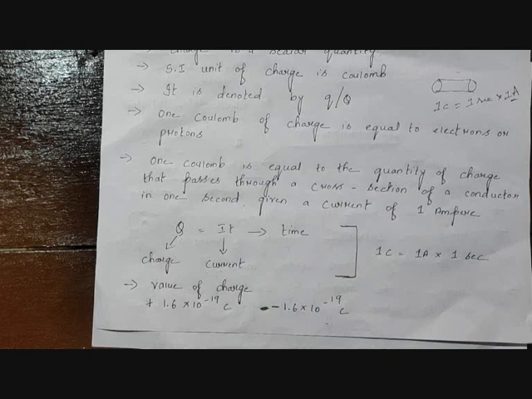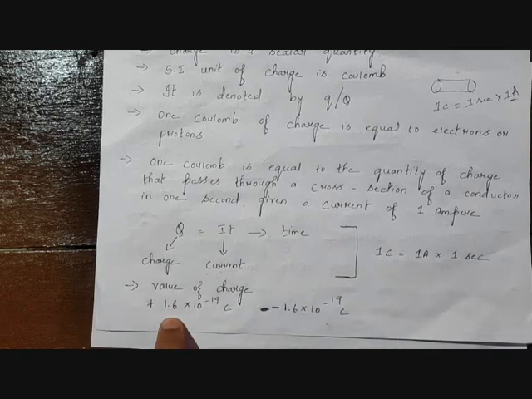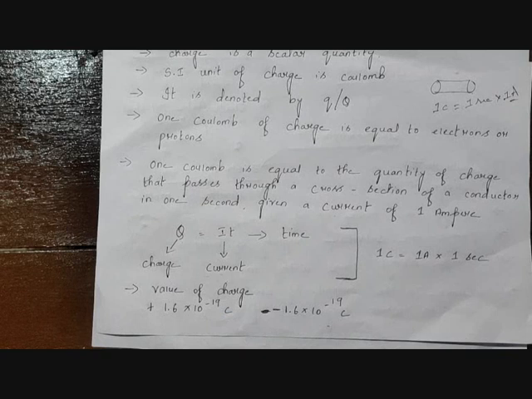What are the types of charge? You have to know how many types of charge there are. Two types of charge are there: one is negative, one is positive. And what is the value of charge? For a proton, positive, it is 1.6 × 10^-19, and for an electron it is minus 1.6 × 10^-19 coulomb. Coulomb is the unit of charge. So students, just go through this.